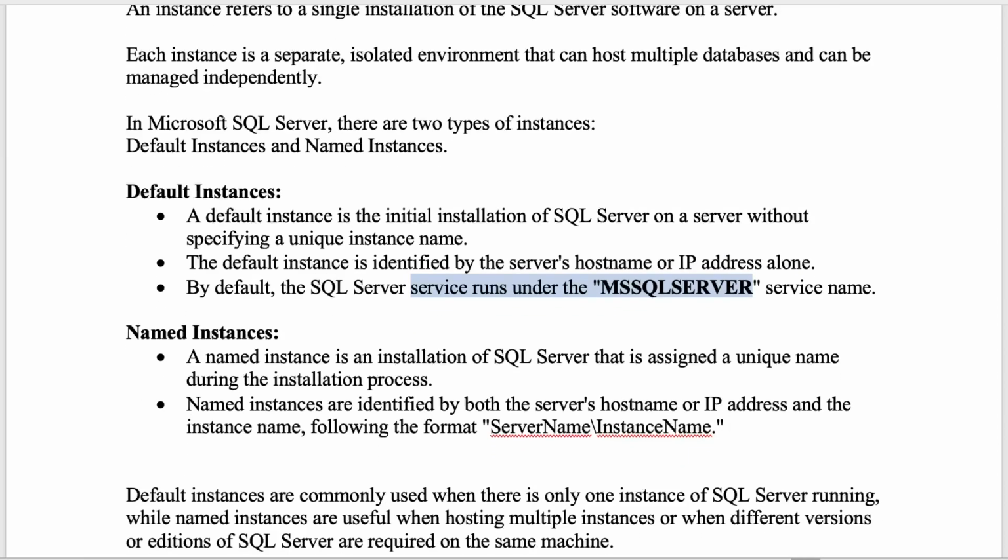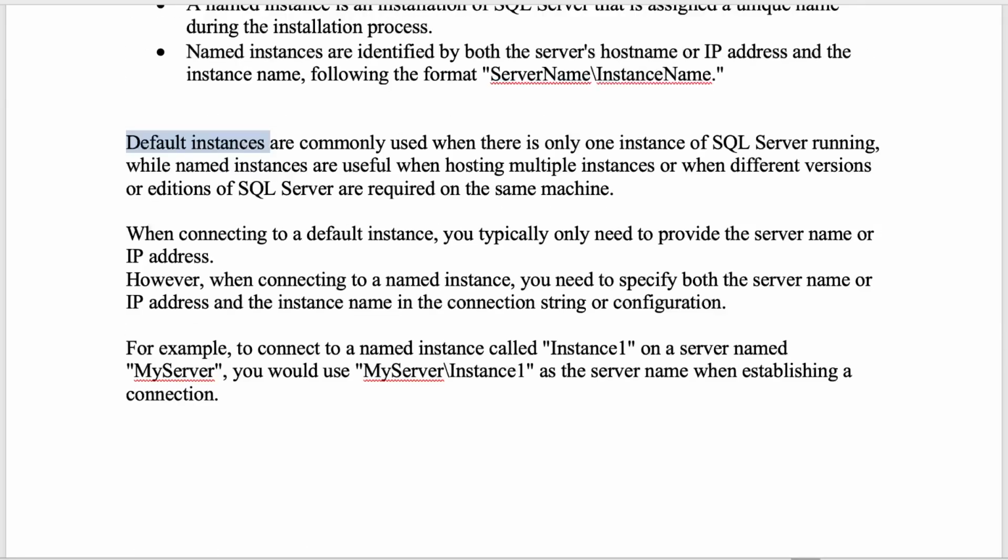Named instance. A named instance is an installation of SQL Server that is assigned a unique name during the installation process. Named instances are identified by both the server host name or IP address and the instance name, following the format. Default instances are commonly used when there is only one instance of SQL Server running, while named instances are useful when hosting multiple instances on the same machine.